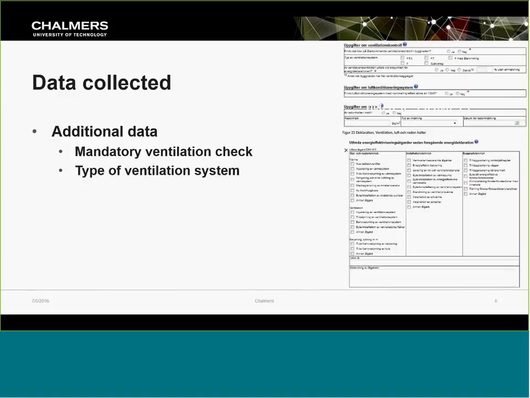The type of the ventilation system is also supposed to be entered. If it's an exhaust air ventilation, or if it's exhaust and supply ventilation with heat recovery, for instance, this information should be entered. If there is an air conditioning system in the building, this should also be entered. And there is also information on the radon concentration, which should be supplied to the database.